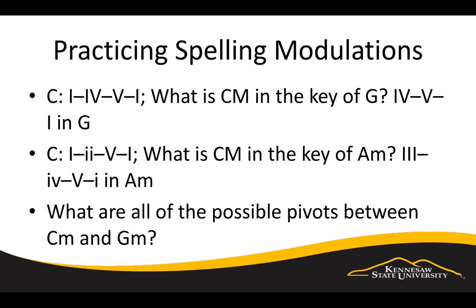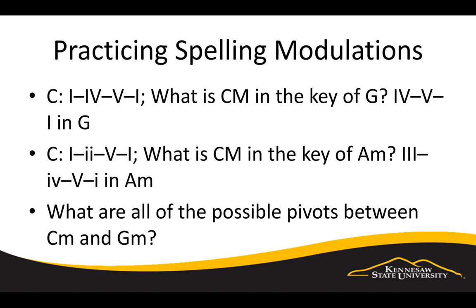Let's talk about the second one. If we're in C major, 1, 2, 5, 1. Now what would be C major, the chord, as a Roman numeral in the key of A minor? It would be a 3 chord. So 3 could go to 4, 5 to 1 in A minor. The strategy we're talking about here is view the old tonic as a Roman numeral in the new key.